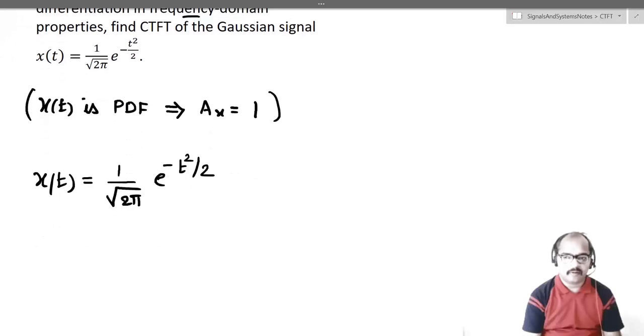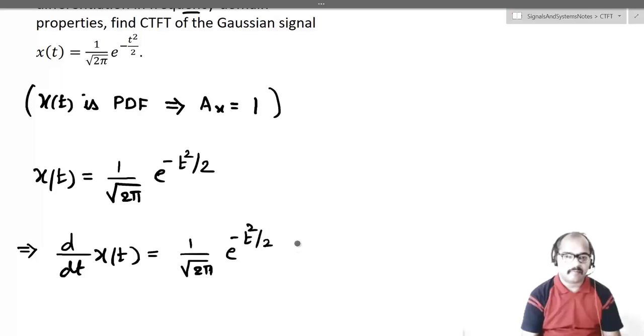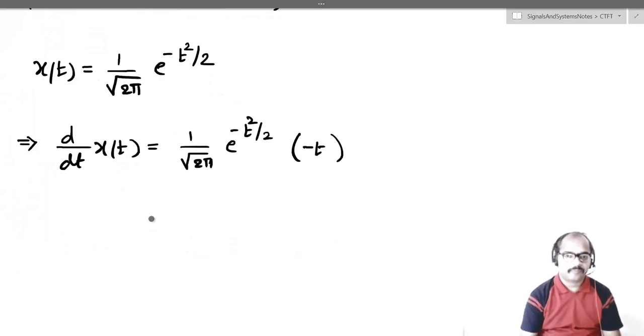Okay, right. So now what I will do is differentiate this. So this implies d by dt of x of t is equal to how much here? 1 by root 2 pi e power minus t square by 2 and again multiplied with minus t. Why? T square by 2 differentiation is 2t by 2, so 2 will get cancelled. This should be equal to minus t by root 2 pi e power minus t square by 2.